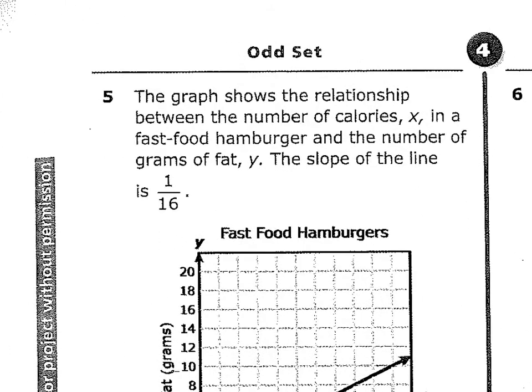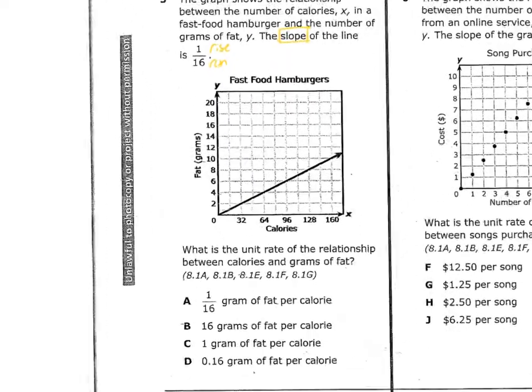So, on number 5, it says the graph of the relationship between the number of calories, X, in a fast food hamburger, and the number of grams of fat, Y. The slope of the line is 1/16. So that would be our rise, and that would be our run. Remember that for slope, we got a ton of words: slope, rise over run, constant rate, unit rate, rate of change, all of that. Same thing. Anyway, on to the actual question.